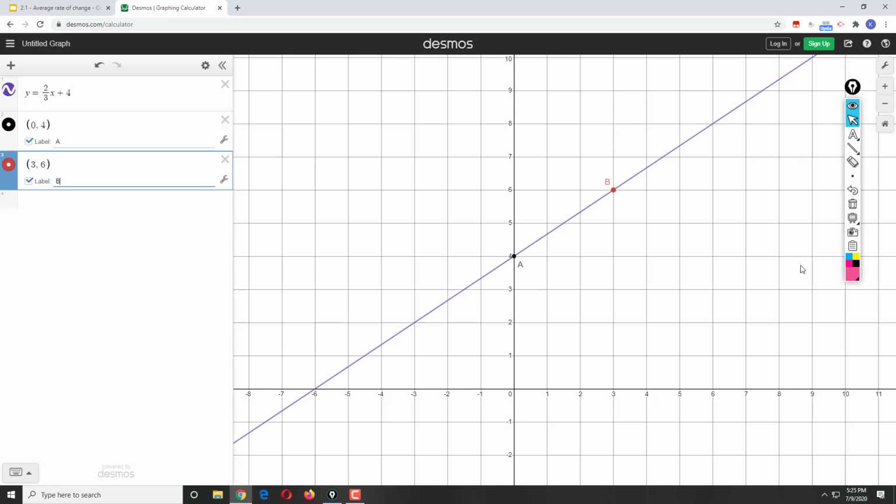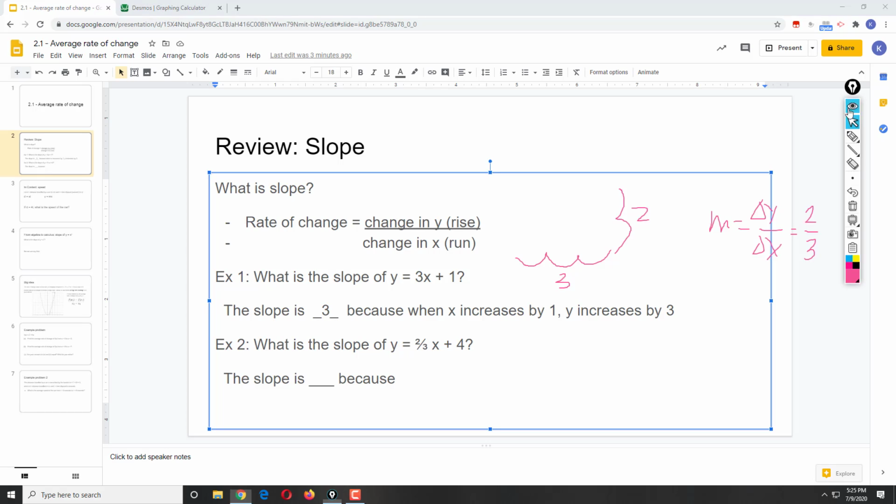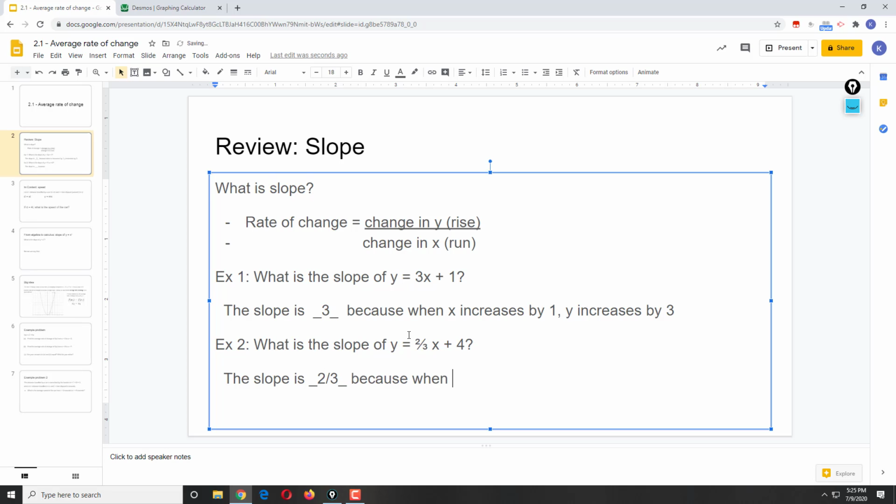All right. How much are we going to the right? 1, 2, 3. How much are we going up? 1, 2. Remember, slope is rise, change in y, over run, change in x. So it's 2 over 3. That's the slope. In other words, the slope of y equals 2/3 x plus 4 is 2 over 3 because when x increases by 3, y increases by 2.